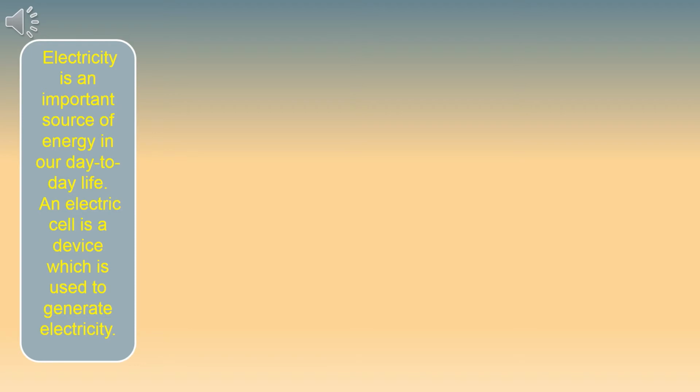Now look here, it is an electric current. Electric current is the rate of flow of electric charges in a circuit, right? You see there is a connection between the cell and the bulb. There is a wire, right? Electricity is an important source of energy in our day-to-day life. An electric cell is a device which is used to generate electricity.